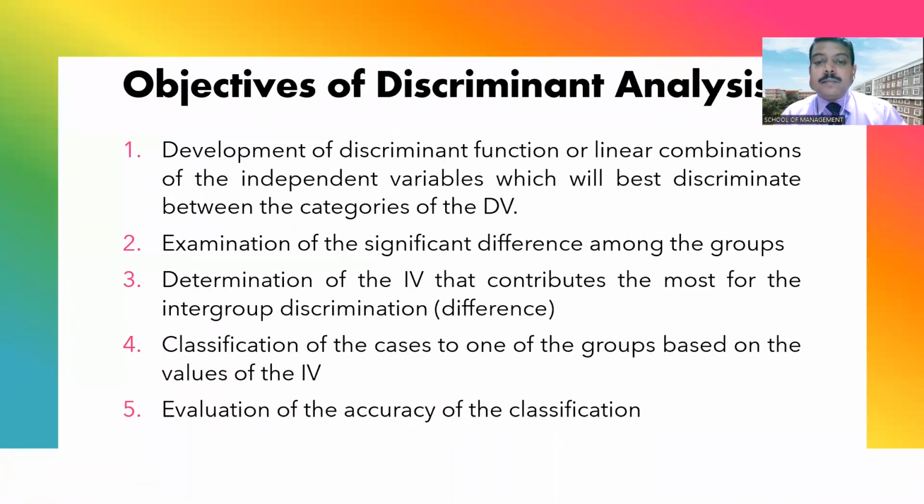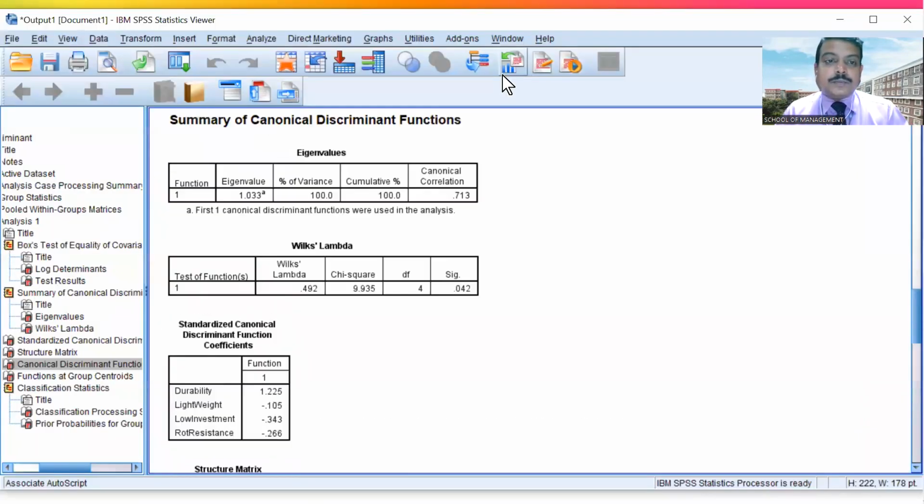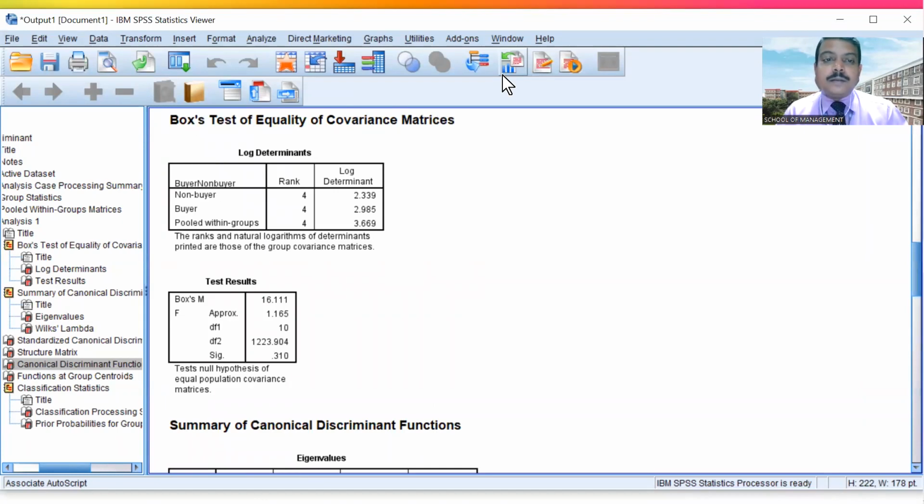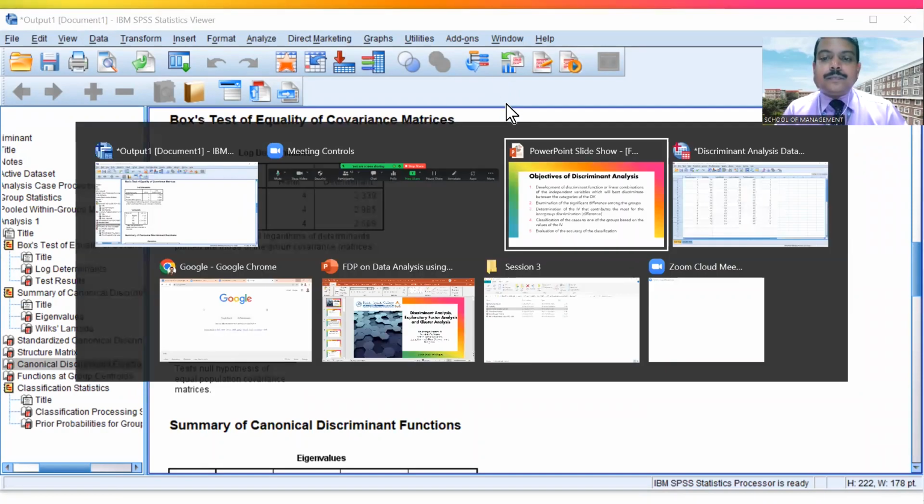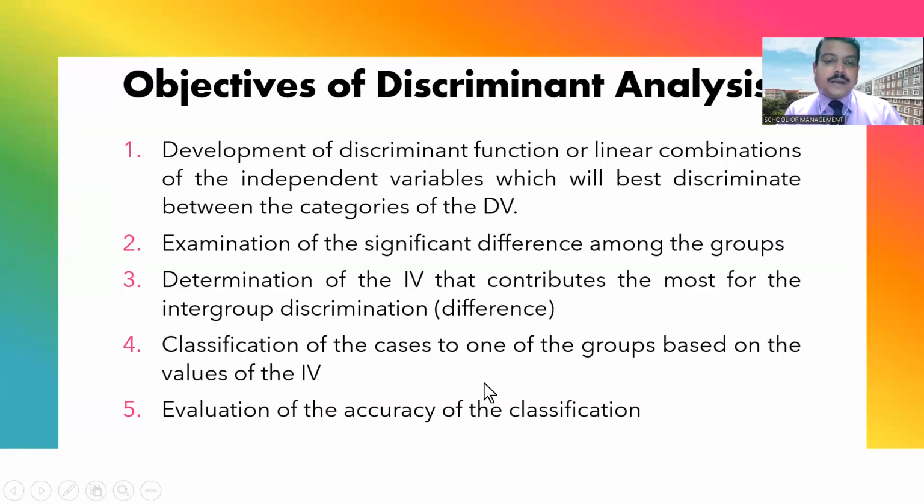Second objective was examination of the significant difference among the groups. Here the groups are buyer and non-buyer. How did we examine the difference among the groups, whether it is significant or not? We did it with the help of the Box's test. Box's test confirmed that both groups don't co-vary, they are different. That we concluded. Third one, determination of the independent variable that contributes the most to the intergroup discrimination.